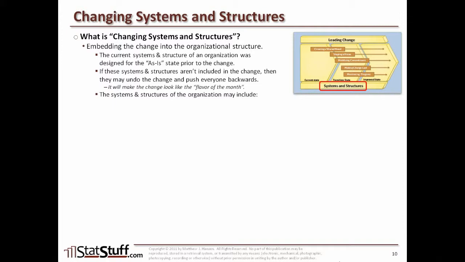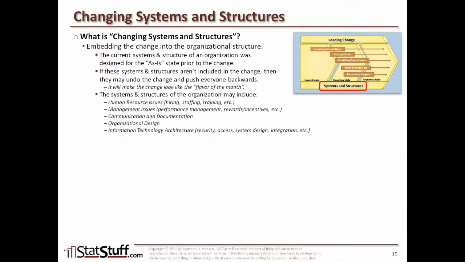So the systems and structures of the organization may include several things, such as changes to human resource issues like hiring or staffing or any training that's done. It could affect management issues like performance management or rewards or incentives for employees. It could also affect communication and documentation or even your organizational design, or also information technology architecture, such as security or access or system design or integrations and those sorts of things.